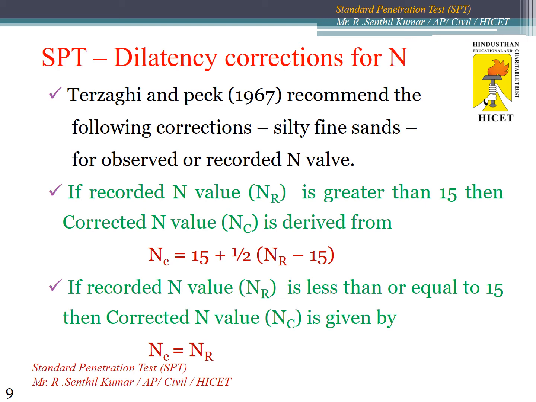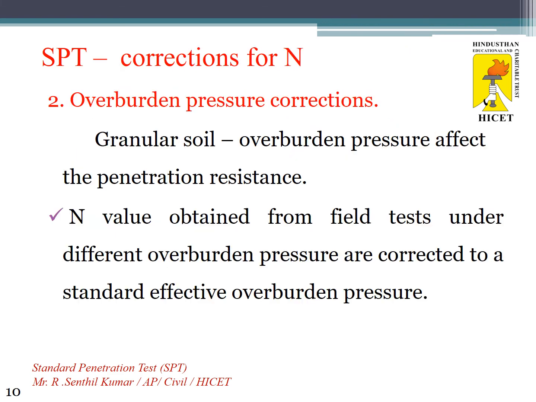There are two conditions. One is when the recorded value, that is the observed value, is greater than 15. We can go for the first formula. If the recorded N value NR is greater than 15, then the corrected N value NC is derived from this equation: NC equals 15 plus 1/2 (NR minus 15). Your NR value is 19. You can substitute your NR value 19 in this formula to get the corrected standard penetration number. If your recorded N value is less than or equal to 15, suppose you get 12, then the corrected N value is given by NC equals NR. Your corrected value is also 12 and the recorded value is 12. It is suitable for granular soil.